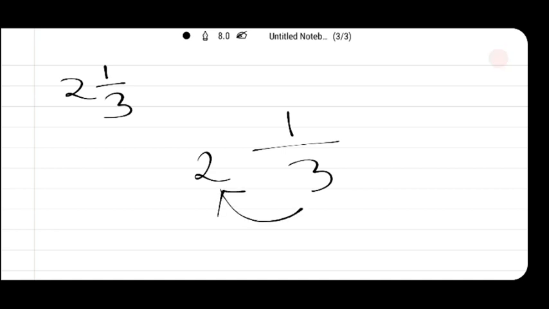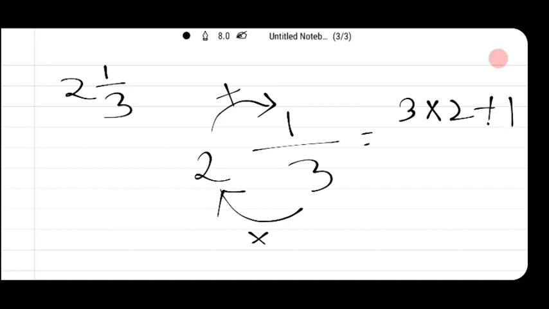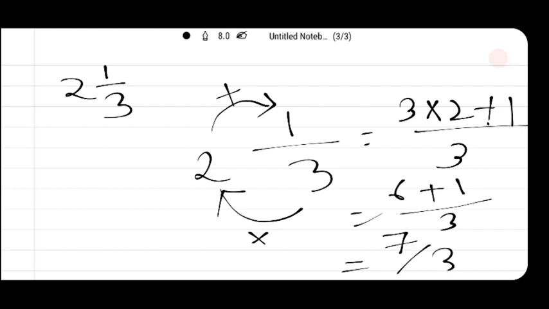We can simply multiply the denominator with the whole number, that means 3 into 2, and the product should be added to the numerator, and the denominator remains the same. That means (3 into 2 plus 1) divided by 3. Okay, 3 twos are 6, plus 1 upon 3, that means the answer is 7 upon 3.